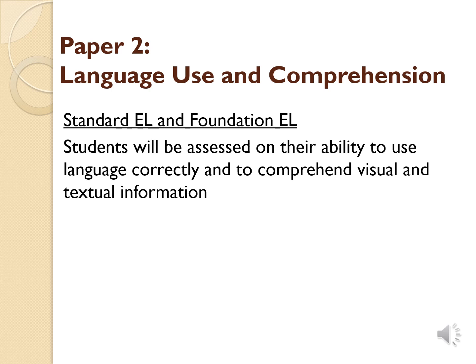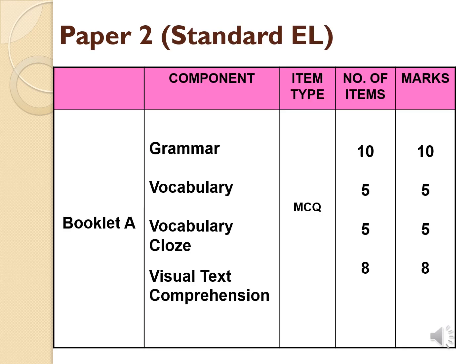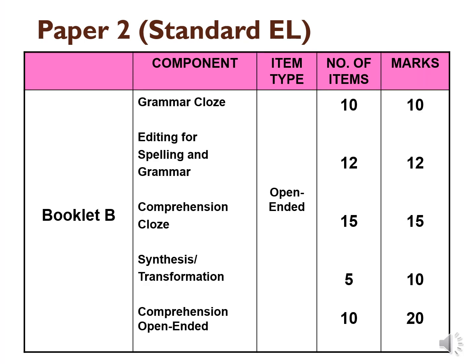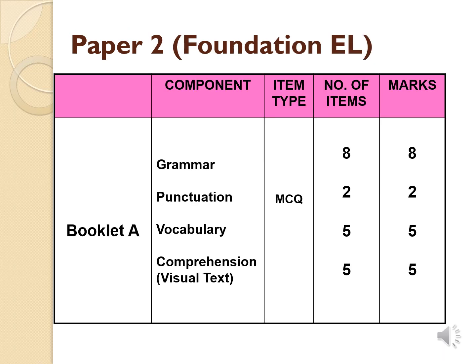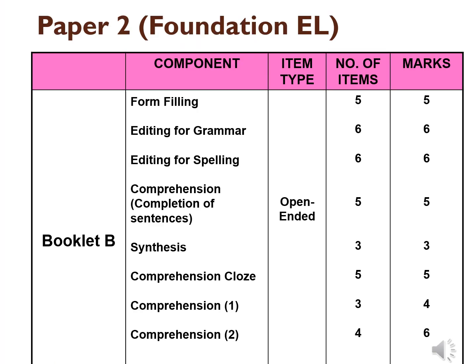We shall now move on to Paper 2, where students are assessed on their ability to use language correctly and to comprehend information. These are the components for Standard English Paper 2, Booklet A. These are the components for Booklet B. Next are the components for Foundation English Booklet A. These are the components for Booklet B.